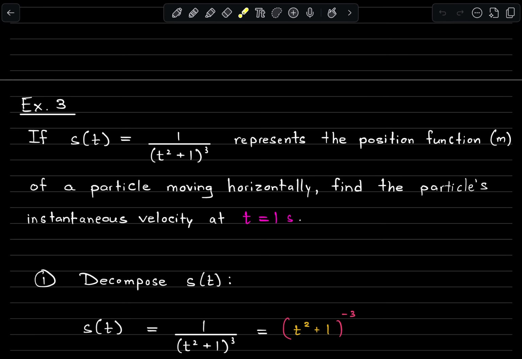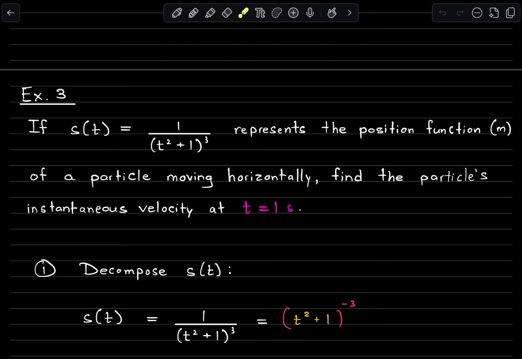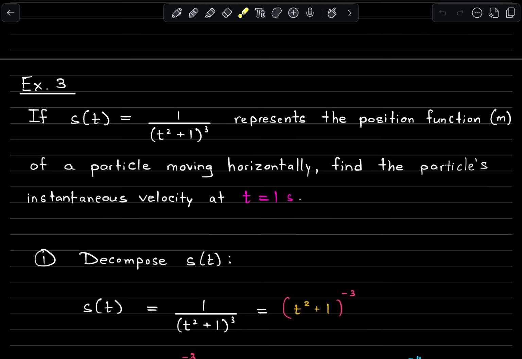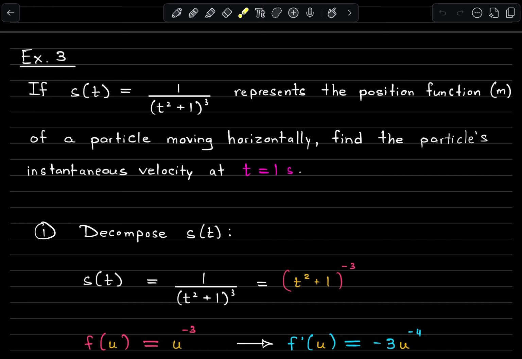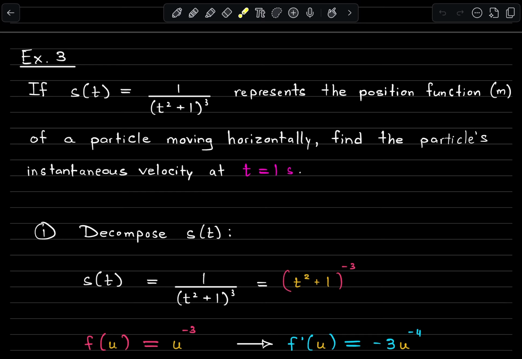So if we're going to decompose this function, we can rewrite, first of all, the 1 over (t squared plus 1) cubed as just (t squared plus 1) to the negative third power. In red, we've got our outer function, which is raising it to the negative third power, the exponent. The inner function is t squared plus 1. Okay? So if we replace that t squared plus 1 as just u, the outer function is simply u to the negative 3.